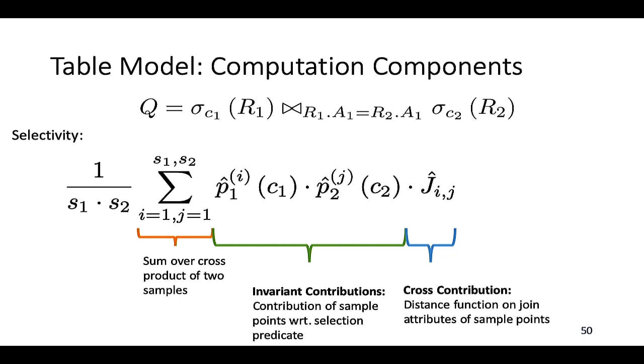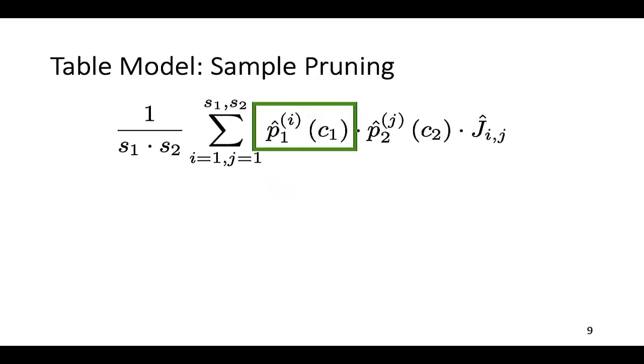Of course, we do not want to compute a sum over the cross product of two samples. That would be very expensive, and we tried that, and it just takes too long, and that's why we figured that we need to be smarter than that, and we were. The first technique we use to make this more efficient is sample pruning.